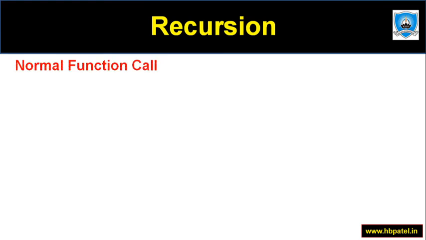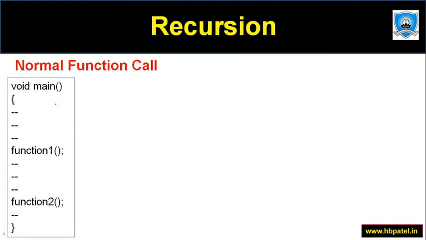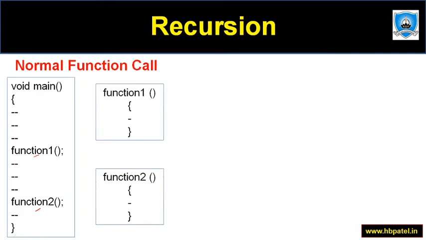So first let us try to understand a normal function call that we make in our C or C++ or Java programming. So if this is our main program and if I am having two functions, function 1 and function 2, alright, so how the actual function call works. So for example, this is my function 1 and function 2. So the execution goes something like this.